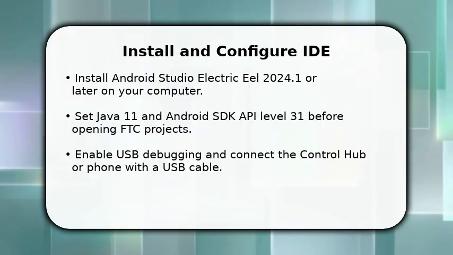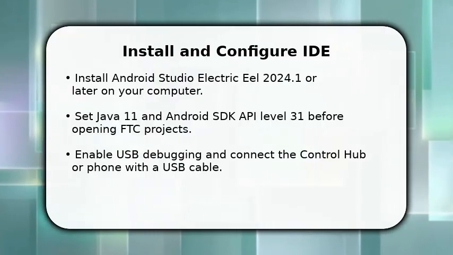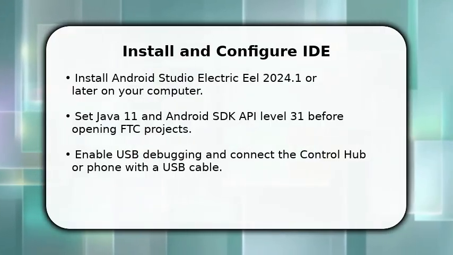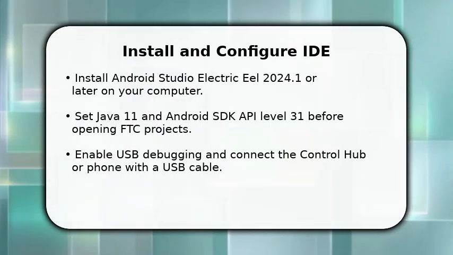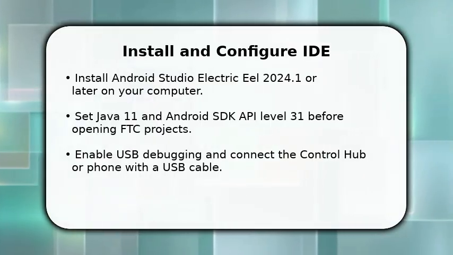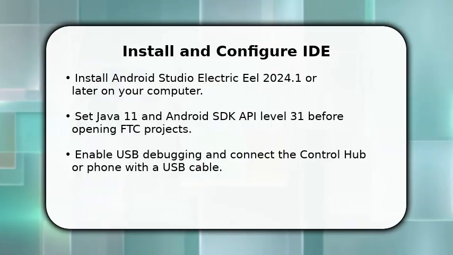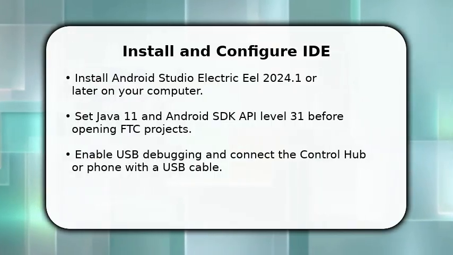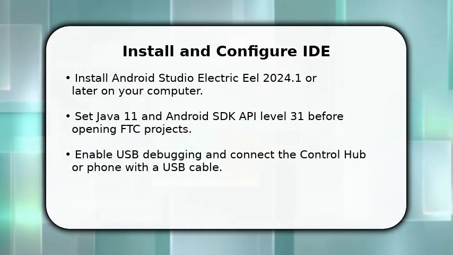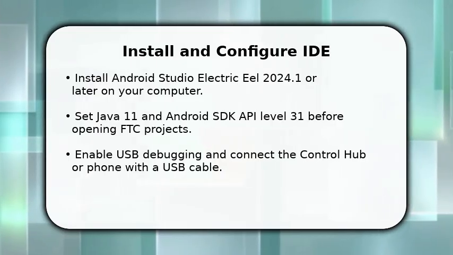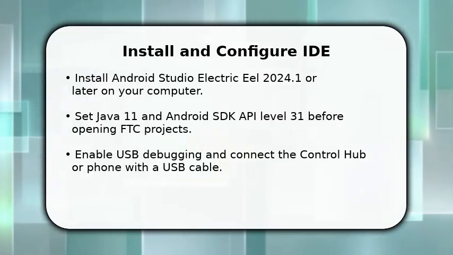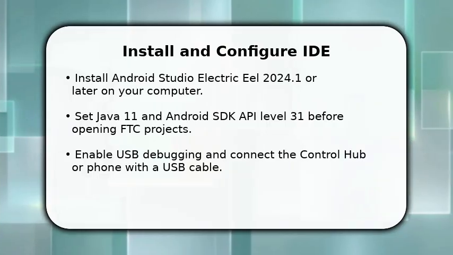Install Android Studio Electric Eel 2024.1 or later on your computer. Download and run the official installer from the Android site. Set Java 11 as the project JDK in Settings before opening FTC projects. Install Android SDK API Level 31 and the Android SDK Platform Tools.